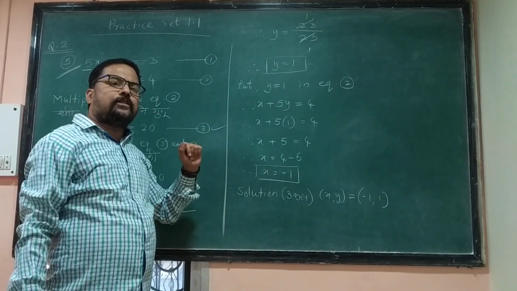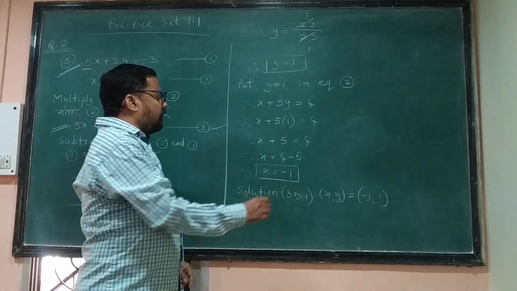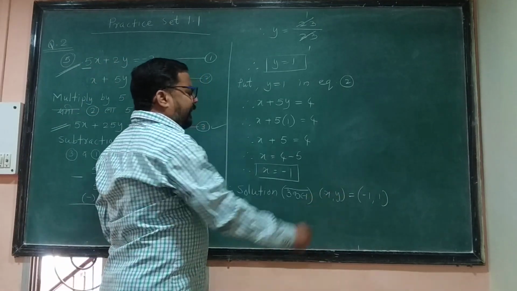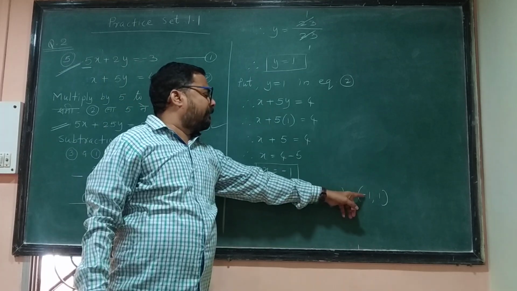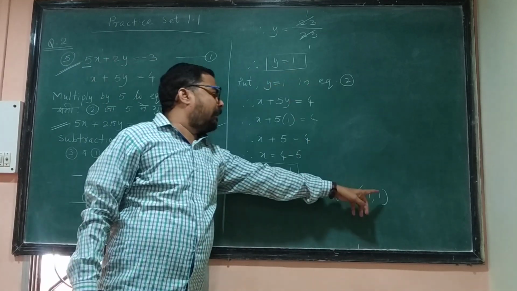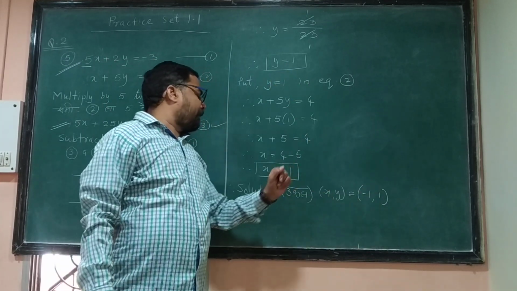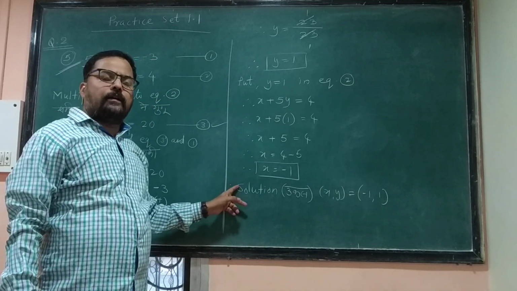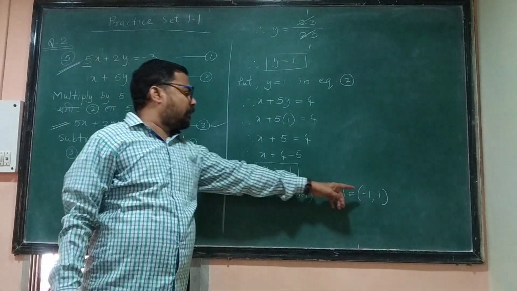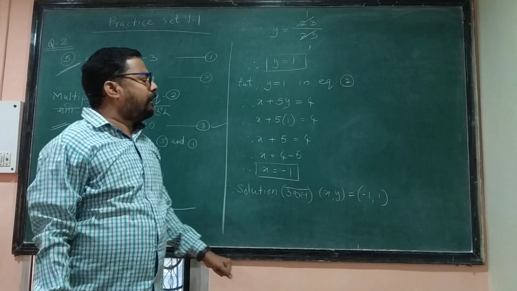Solution of the equation, in Marathi we call it उकल. The value of x has come as -1, the value of y has come as 1. In this way the solution of the equation will be -1 and 1.